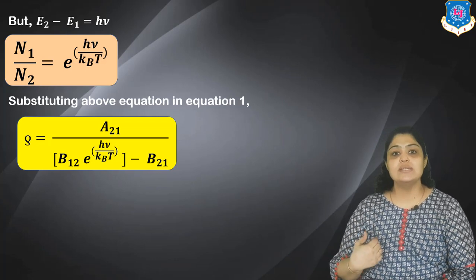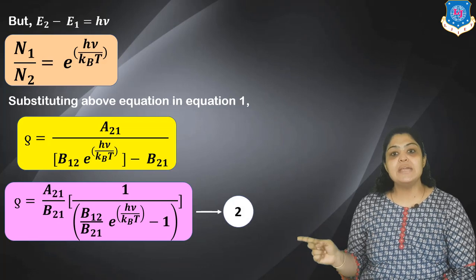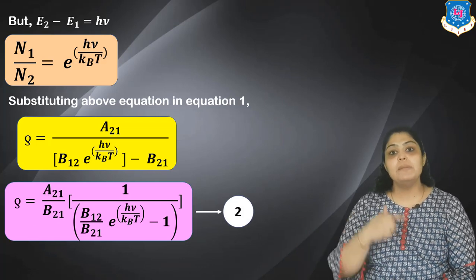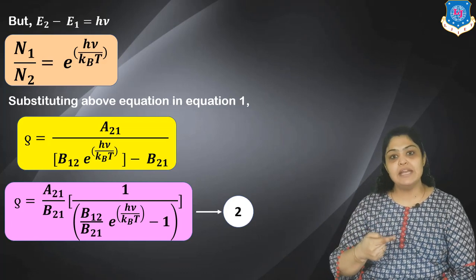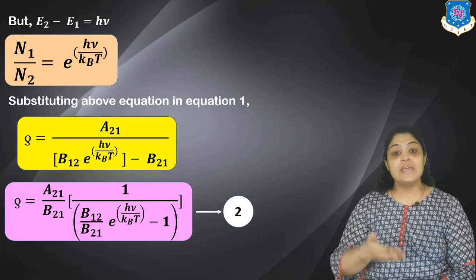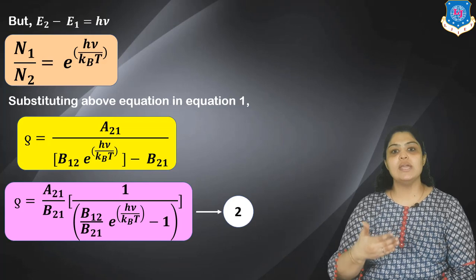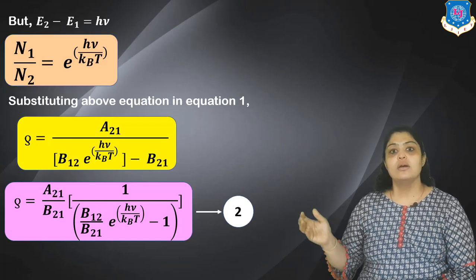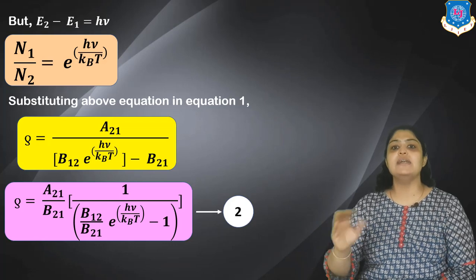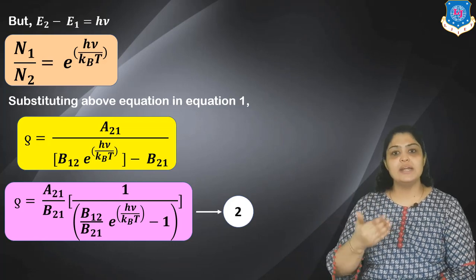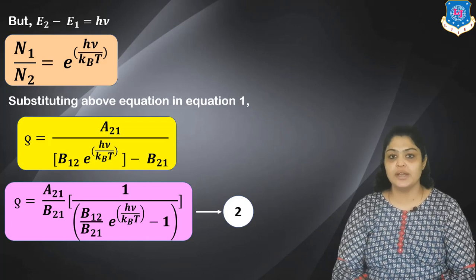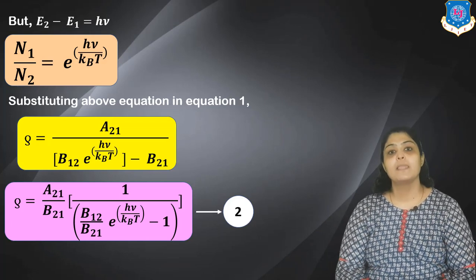Now what I do is, I just take out the term B21 common from the denominator. So I will be getting A21 by B21 upon B12 by B21 into e raised to h nu by kBT minus 1. I have simply divided by B21 in the numerator and denominator, or you can say I have taken out B21 common from the numerator and from the denominator.